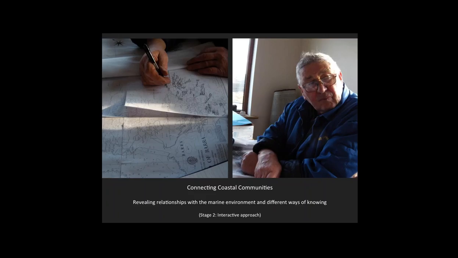What we did on Barra and on Aran Mór was that Ian and I used Admiralty charts, which a lot of fishermen are familiar with working with, and we just asked them to talk to us about the area, because they will all fish in very specific areas off their coast, not necessarily the whole coast. We asked them to talk to us about the names of different features around there and the stories associated with them.